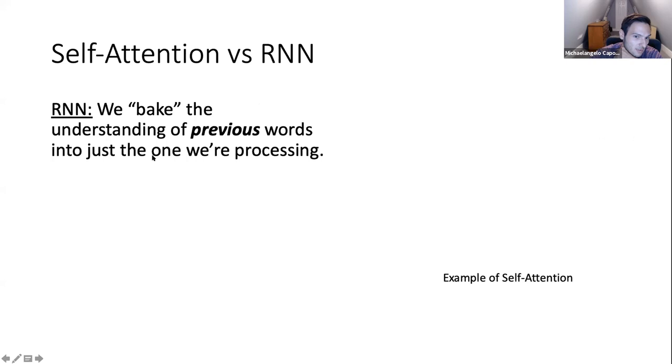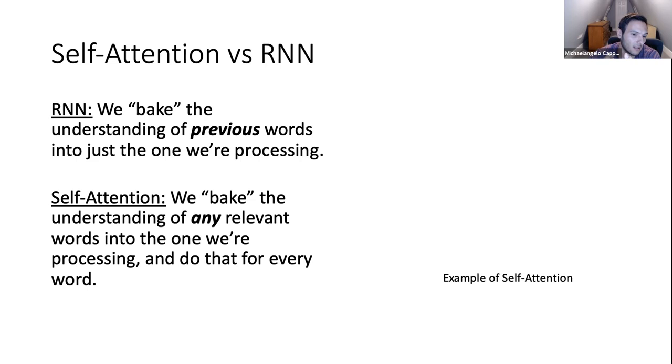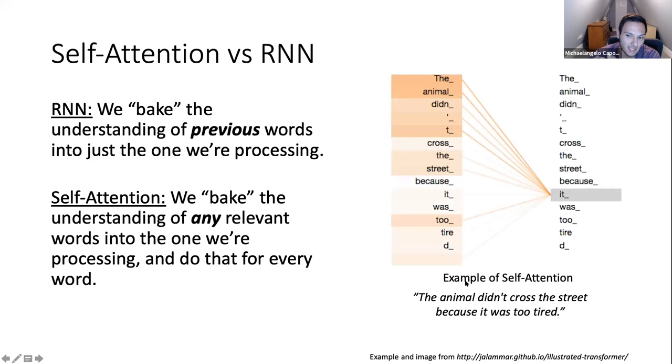This also happens in the temporal memory algorithm, where you create a context-informed representation of your current input, given the ones from previous. But you only get one hidden state, in a sense, to inform the representation for your current word. In contrast, in self-attention, you bake the understanding of any relevant word into the one that you're processing, and then you do that for every single word. So here's an example of that.